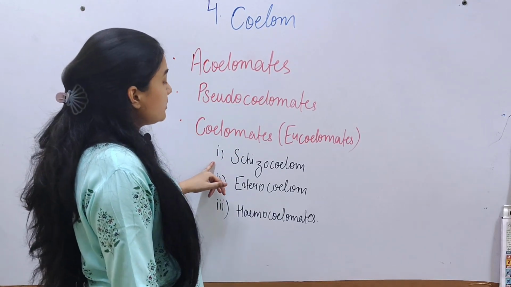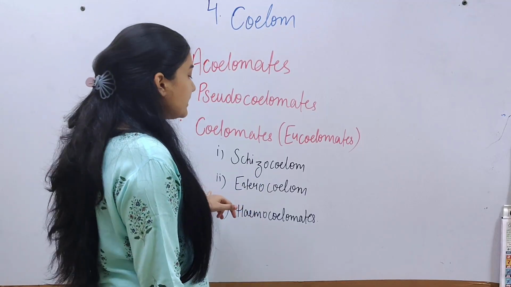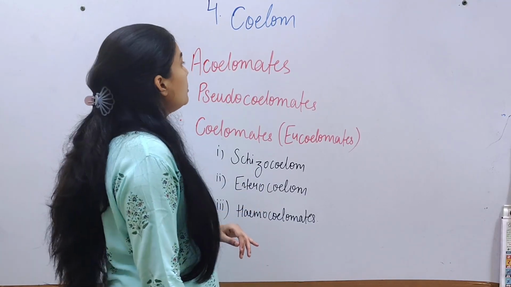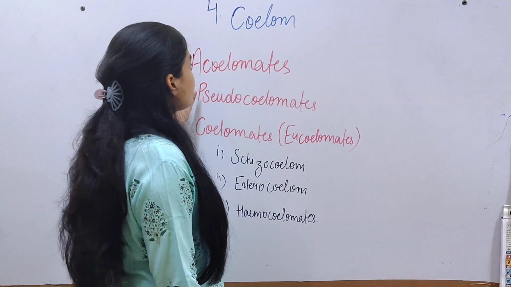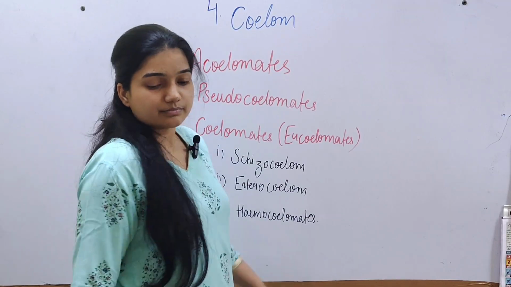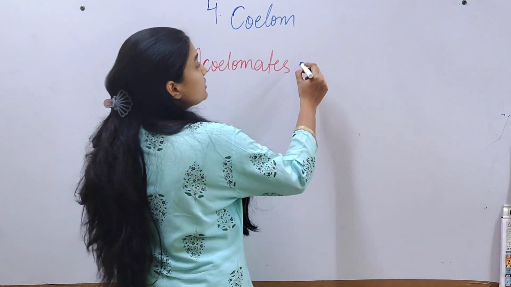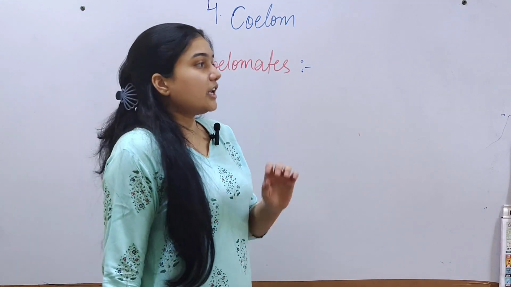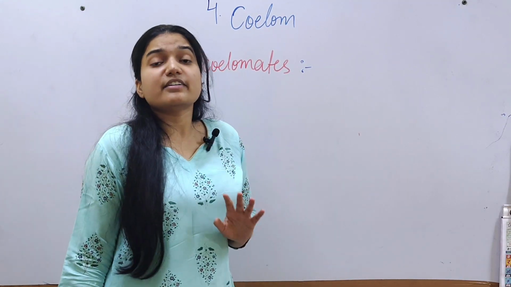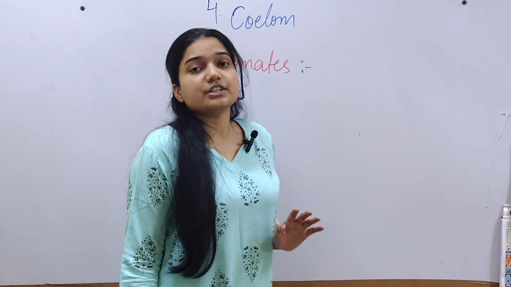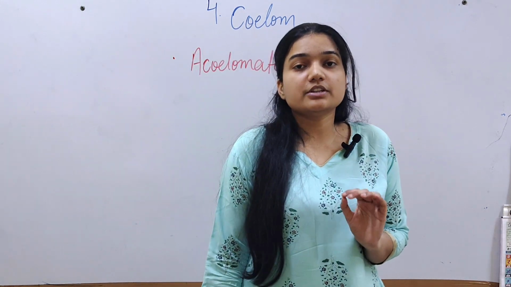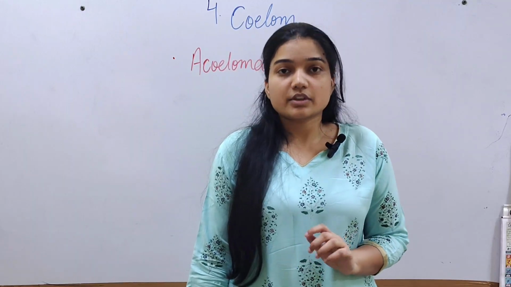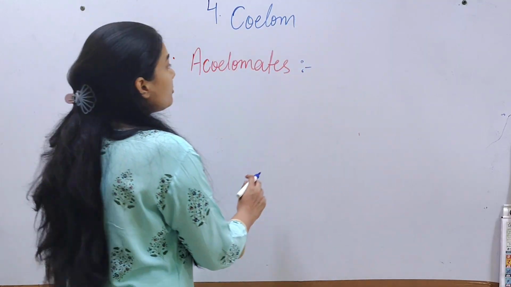The first one is the schizocoelom, second is enterocoelom, third one is hemocoelomates. So first of all, I take the first one, the acoelomate. Acoelomates are those animals which do not have any kind of cavity found in the space between the body wall and the gut wall. Getting my point?